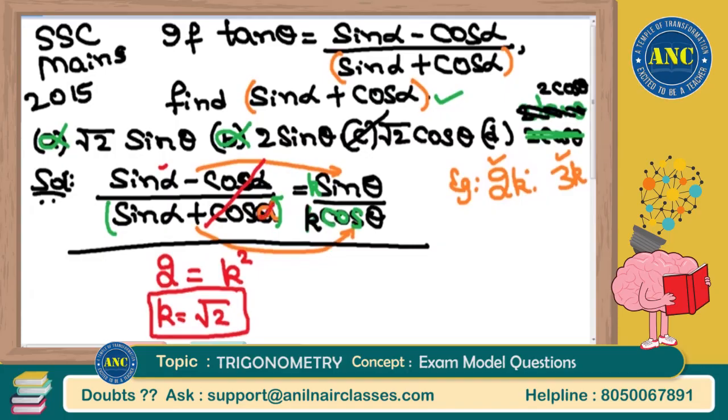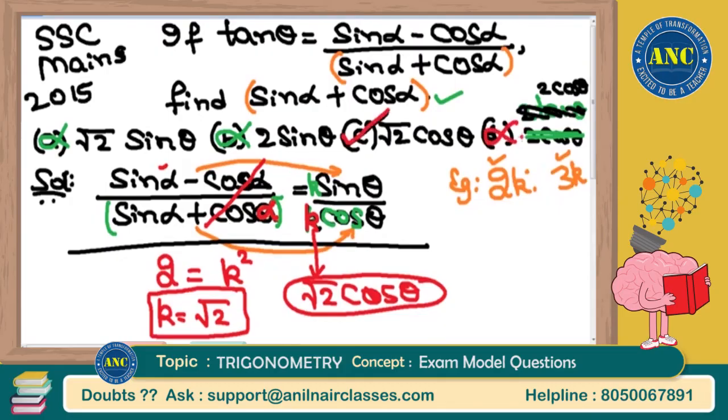The denominator term is what they are asking. Sin alpha plus cos alpha is k cos theta. That k value I wrote as root 2 right now. The answer for this question is root 2 cos theta, which is my option C but not option D. Very, very easy way of solving questions, sir. This concept we are solving by using the concept of ratios. I hope the idea is clear, sir.